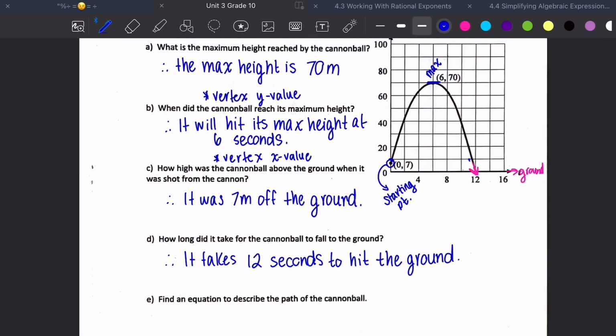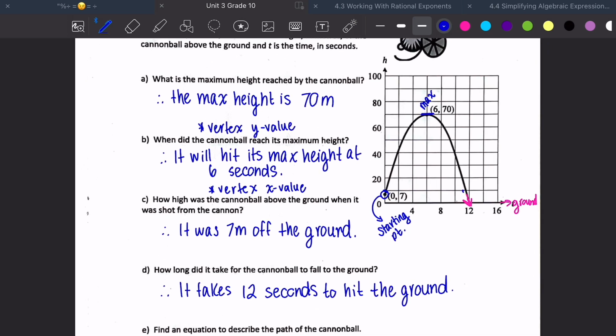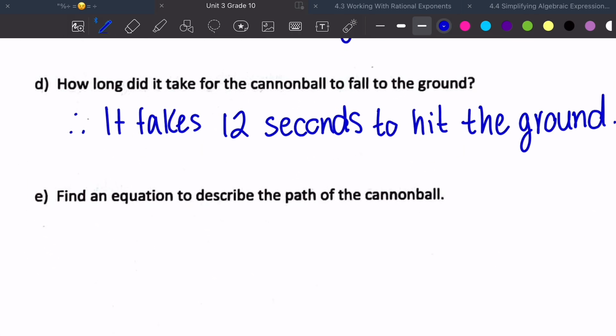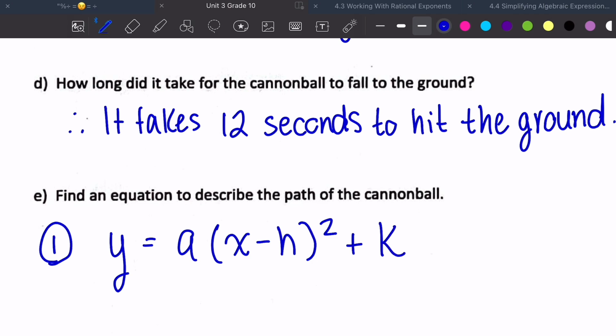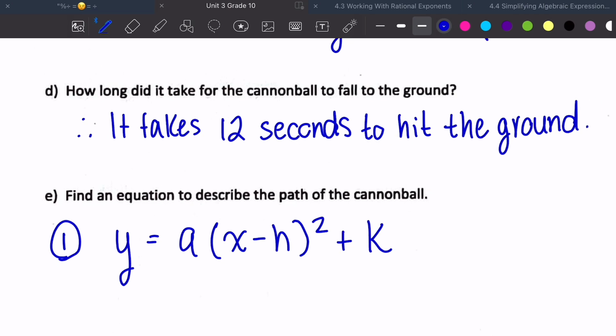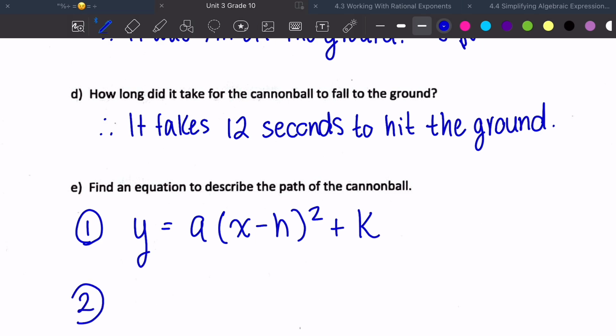And then lastly, they want to know what's the equation for the pathway of this cannonball, right? What equation models this? Which we know vertex form, so I would say step 1, start with your general equation, a(x minus h) squared plus k. I would know this for your test on Friday, all right? Then step 2, plug in your vertex. We know what the vertex is, so we can just replace that for h and k.